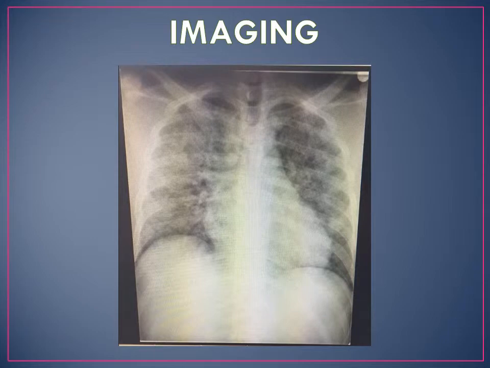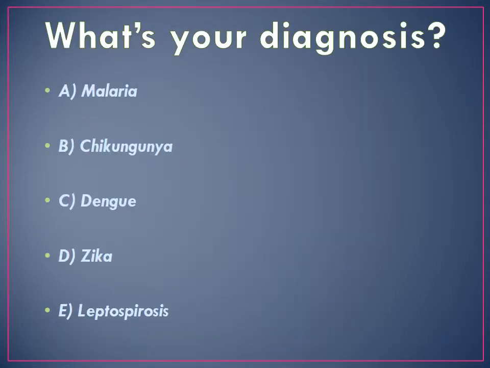This was the initial imaging that was taken at the emergency department he first presented to. It shows diffuse, patchy opacities bilaterally. What would be your diagnosis based on the history, physical exam, and laboratory findings? Is it A, malaria, B, chikungunya, C, dengue, D, Zika, or E, leptospirosis?